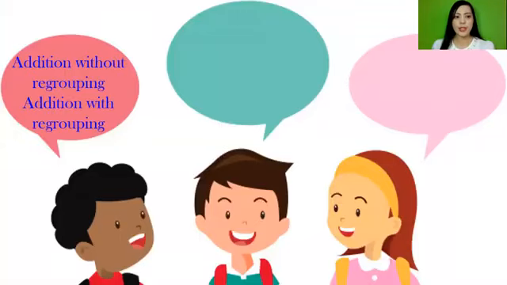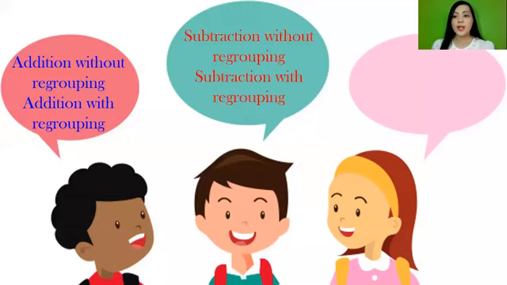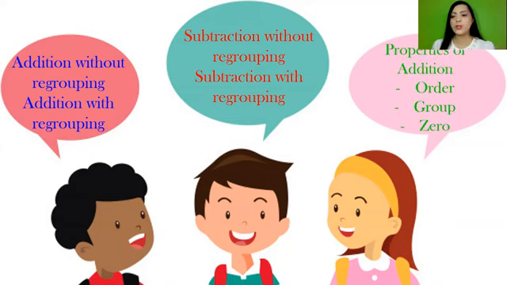We already talked about addition without regrouping, addition with regrouping, subtraction without regrouping, subtraction with regrouping. And we also talked about properties of addition. We have the order property of addition, the group property of addition, and the zero property of addition.